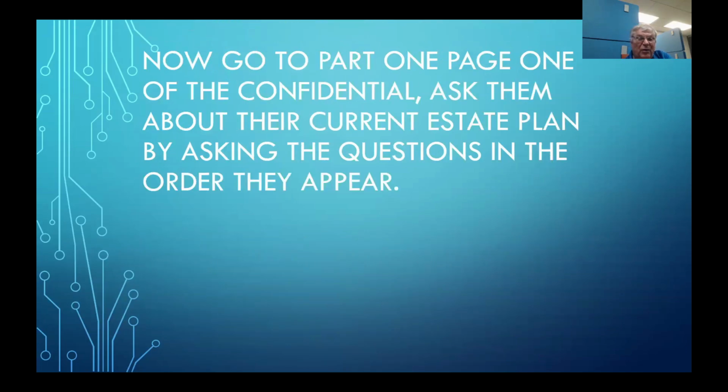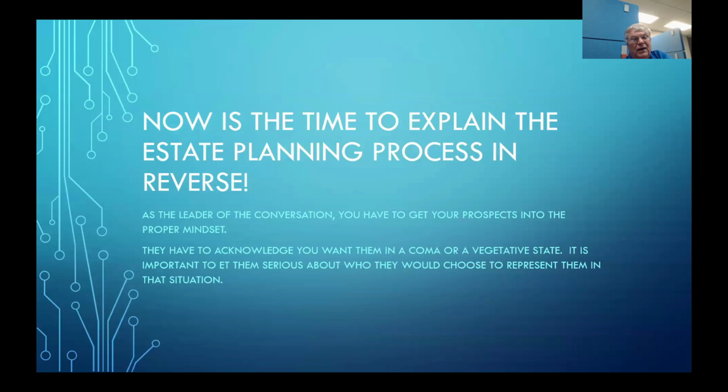So now go to part 1, page 1 of the confidential. Ask them about their current estate plan by asking the questions in the order they appear. You don't have to memorize it. It's right there for you. Just follow it. Now they may not have the confidential. You do. But you can ask them to take notes, or you can email them the confidential if you want to. But now is the time to explain the estate planning process in reverse.